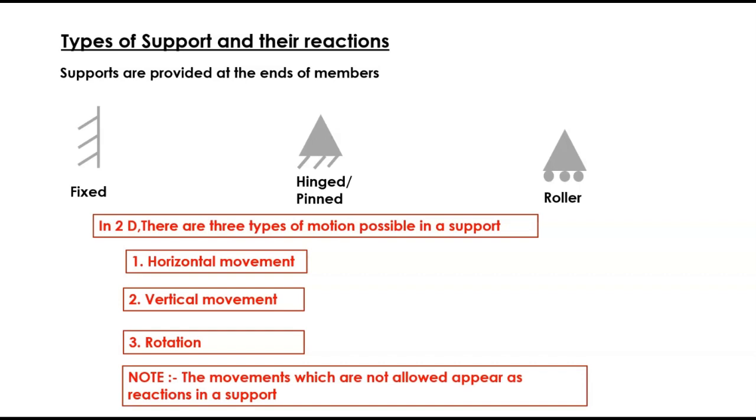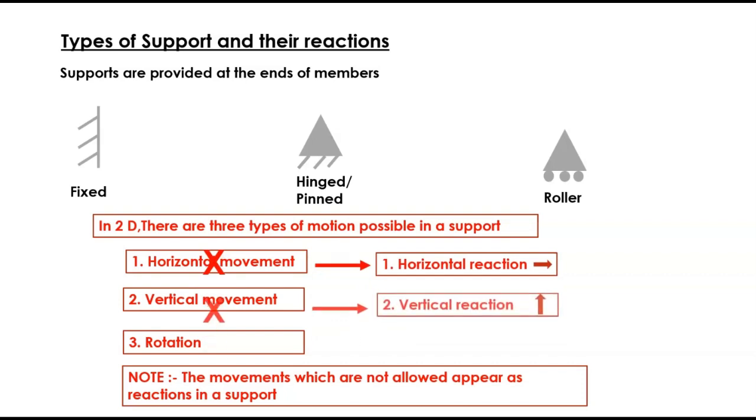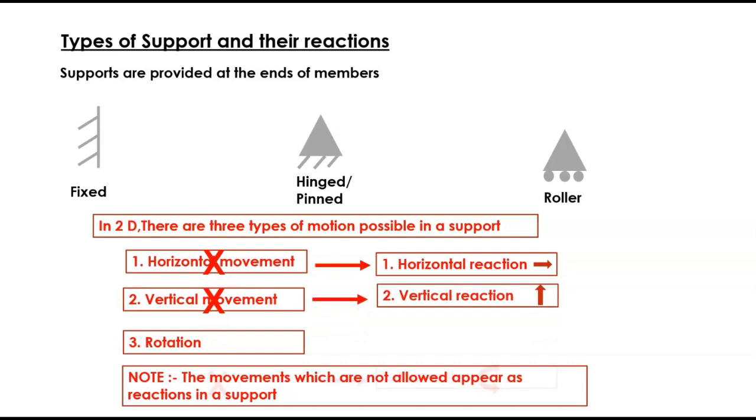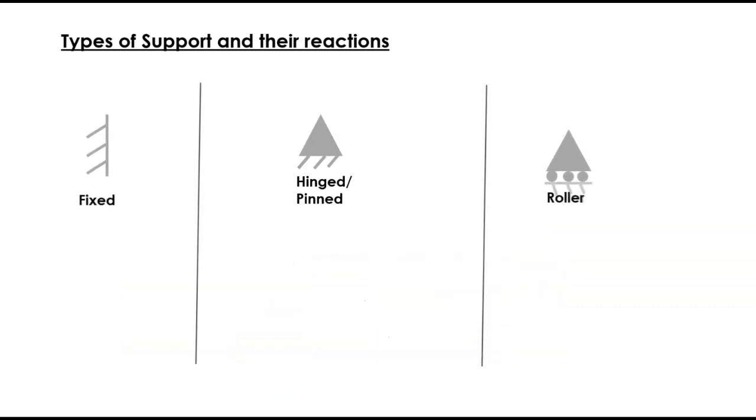We should note that the movements which are not allowed appear as reactions in a support. That is, if horizontal movement is not allowed, it will appear as horizontal reaction. If vertical movement is not allowed, it will appear as vertical reaction. If rotation is not allowed, it will appear as moment. Now let's look at each of the supports and what the reactions are.